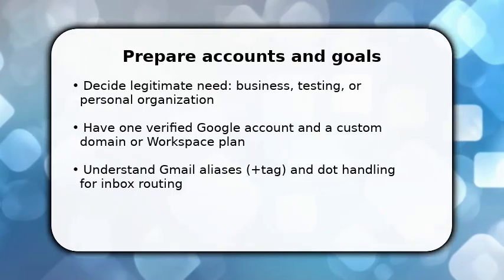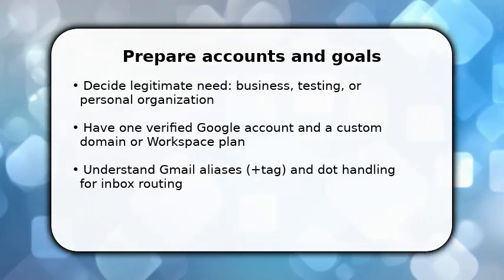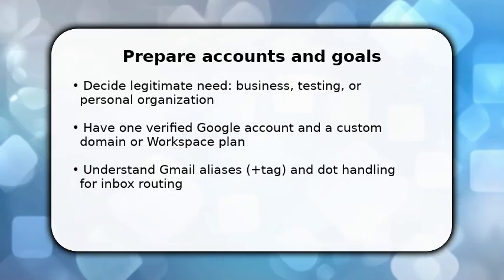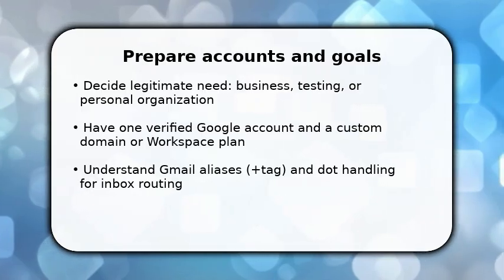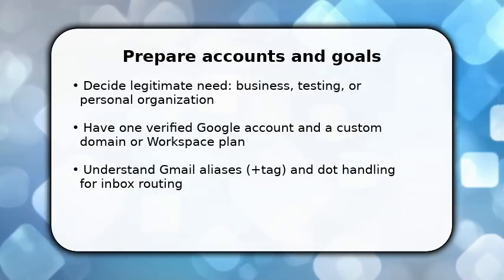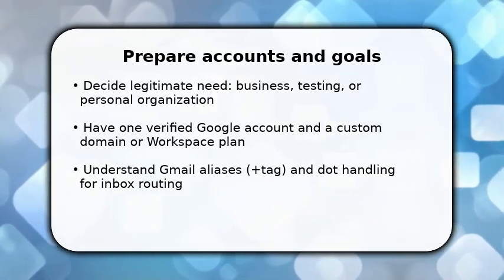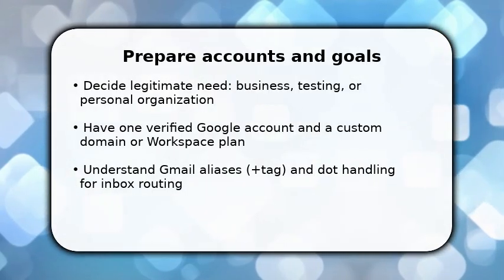You need clarity. Why do you want multiple addresses? Once done, use one verified Google account and either buy a domain or enable Google Workspace. Make sure billing and verification details match your legal information. This prevents suspensions. Also learn Gmail aliasing. Adding plus tags and dots will route mail to one inbox without creating new accounts.